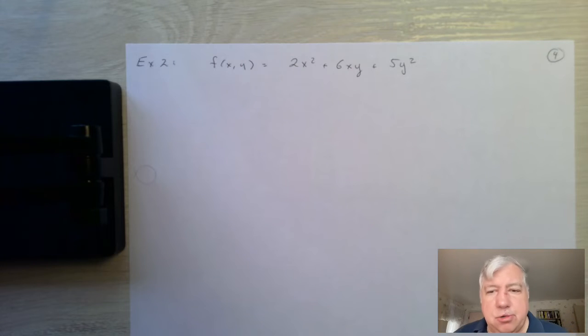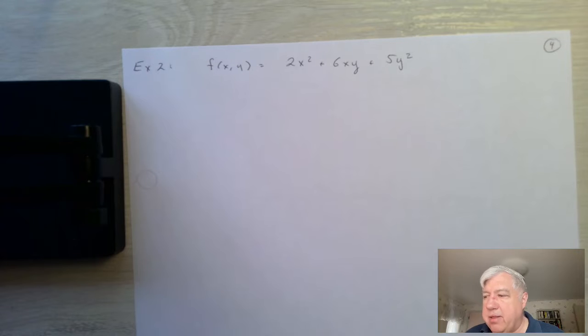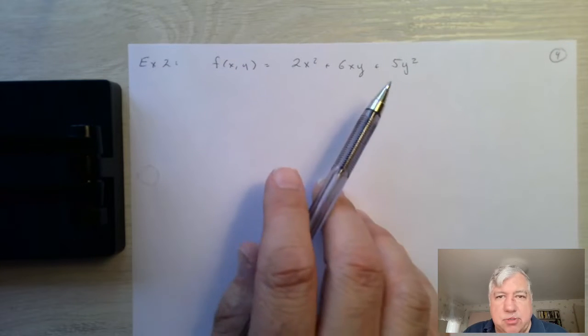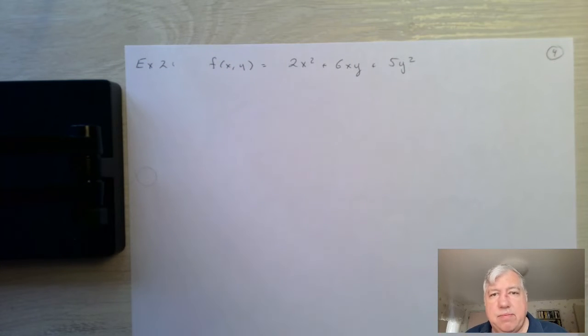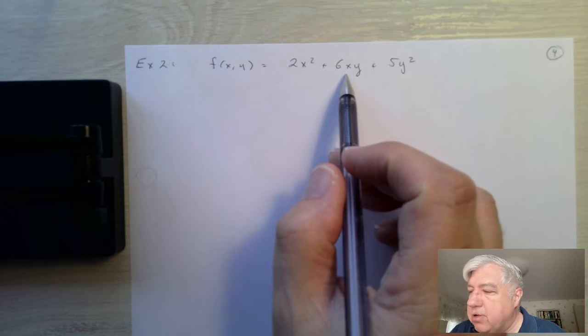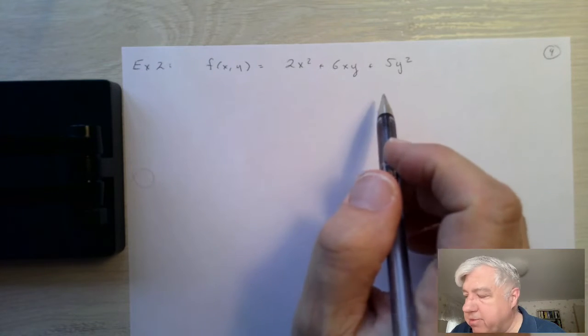This is part 2 of a lecture on section 5.5 in Math 311, a course in linear algebra at Western Illinois University. So, I want to do one more example of how we can use linear algebra to determine whether a binary quadratic form is positive definite or negative definite or indefinite. So here we have 2x squared plus 6xy plus 5y squared.